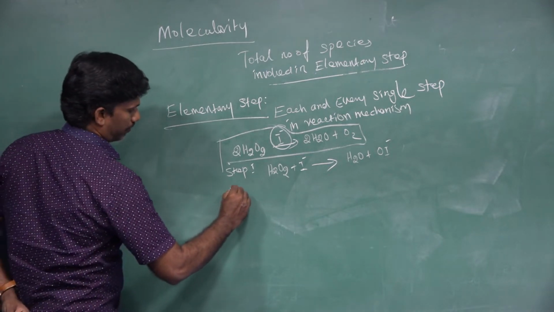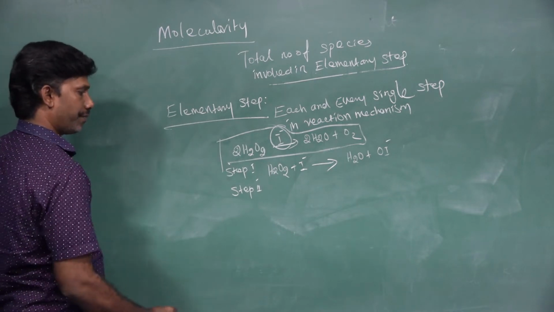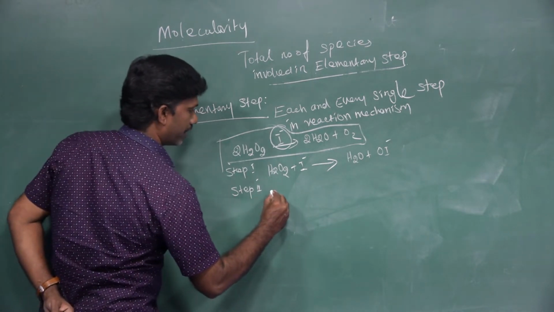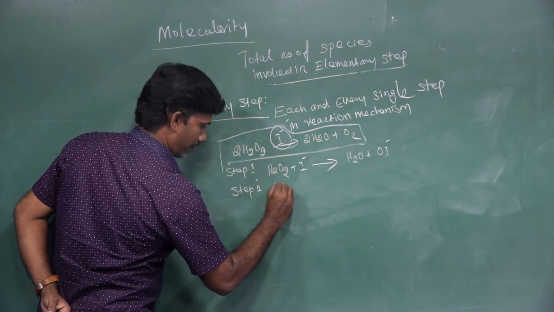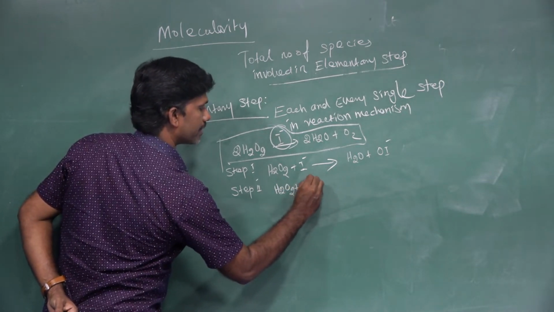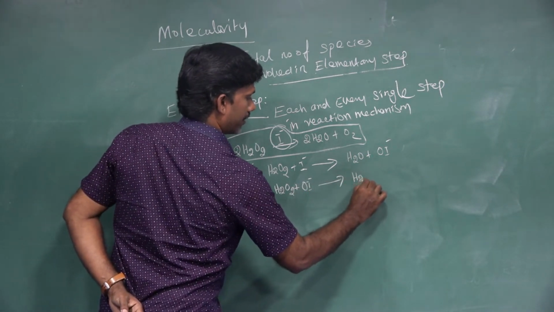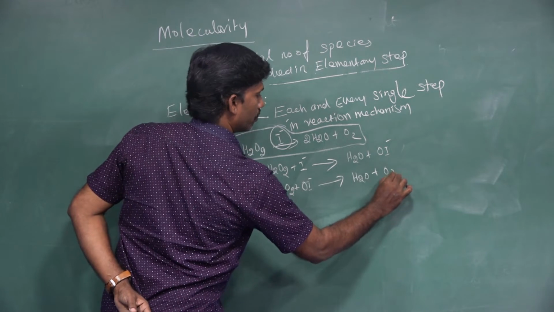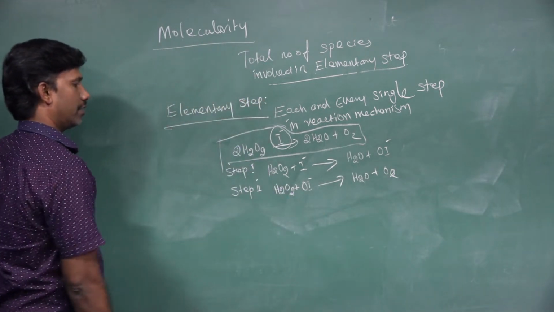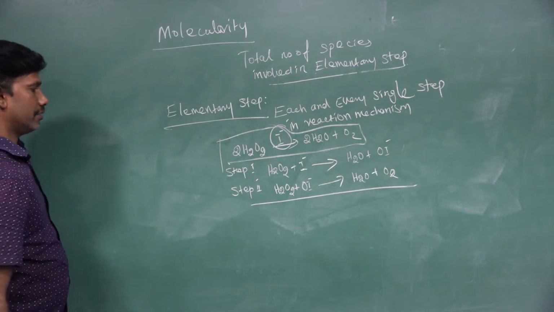In step 2, you have one more peroxide treated with the OI minus. OI minus is giving H2O and O2. Okay. Then the overall reaction. You want to have the overall reaction.